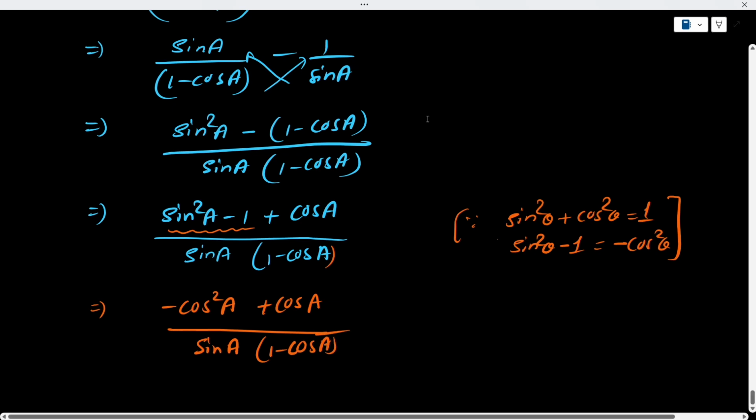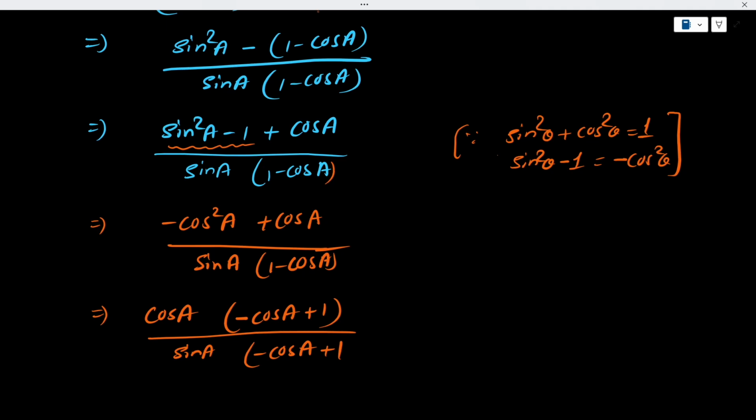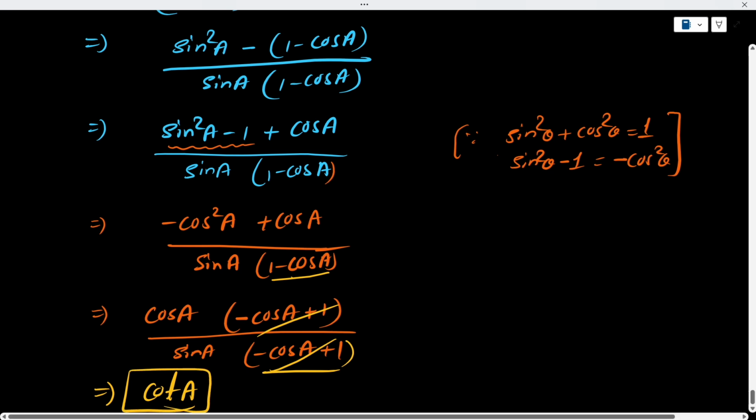Correct? Now, how are we going to take it? Can I factorize here? Take cos A common. So it will become minus cos A plus 1. And the denominator also, if you want to rearrange so that you can cancel, I can write it down with the same sign here. 1 minus cos A can be written as minus cos A plus 1. Then this will get cancelled. You are left with cot A, right? This is because cos A by sin A is cot A. This is the simplification of left hand side.